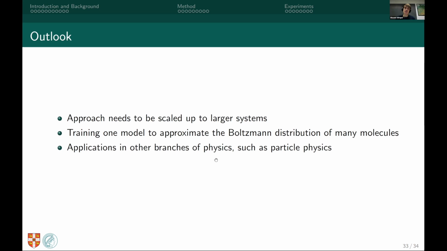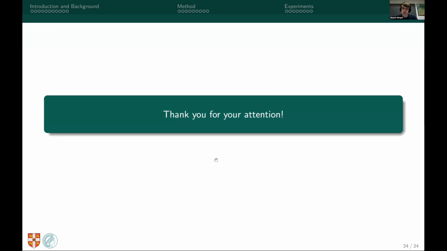But we also think that the method could be applied to other branches of physics or even machine learning as well. For instance, currently I'm working with a master's student and she's applying this approach to particle physics. But other applications, even with other machine learning models such as diffusion models, are possible as well. Yeah, and I want to thank all of you for your attention, and I'm very much looking forward to further discussions.